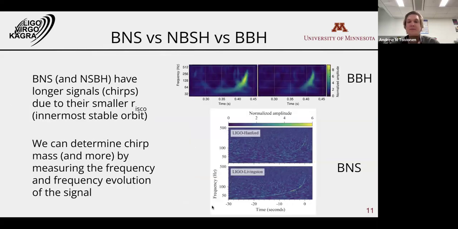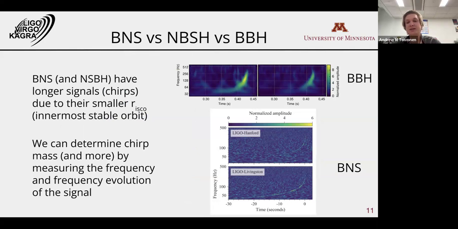Okay, and I mentioned this, right? We're talking about source classification here a little bit. So how do we actually determine what we're looking at? How do we delineate between BNS, NSBH, BBH? Well, BNS and NSBH have longer signals or chirps, as I've been calling these, due to the longer in-spiral phase and actually the smaller ISCO, which is the innermost stable circular orbit. And so we can determine chirp mass and more by measuring the frequency and frequency evolution of the signal.